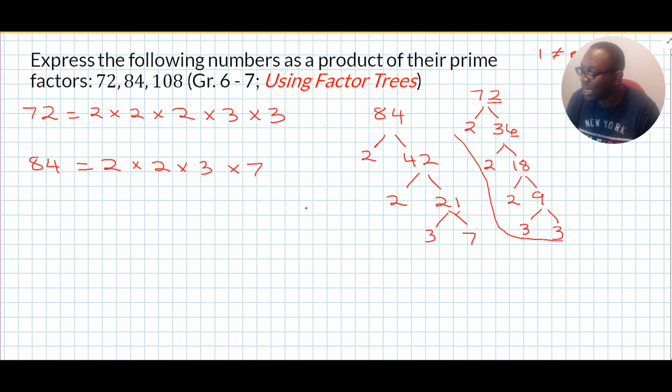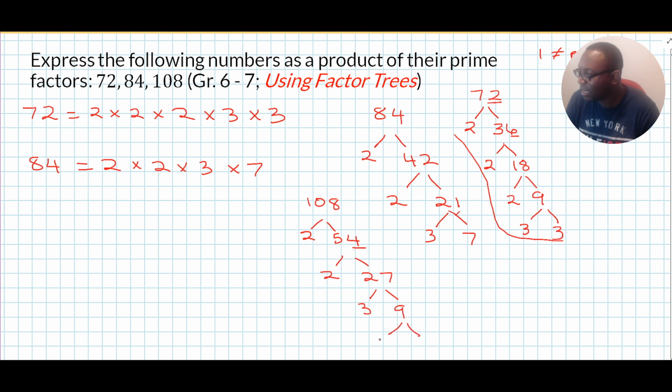And then 108, even number, divide by 2, we have 54. This is an even number again, we divide by 2, we have 27. Now, we can't divide this by 2 because it's an odd number. So let's see, can we try 3? What is the rule for 3? If the sum of the digits can be divided by 3, then the whole number can be divided by 3. 2 plus 7 is 9. We can divide that by 3. So 3. 27 divided by 3, we have 9.